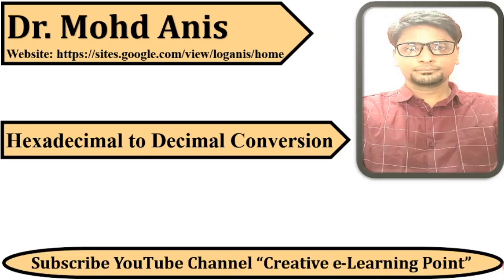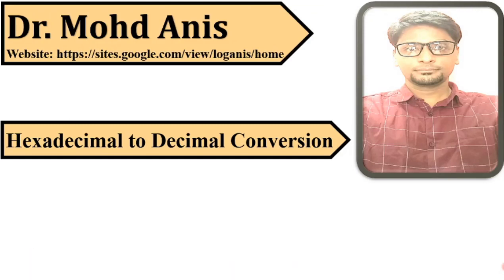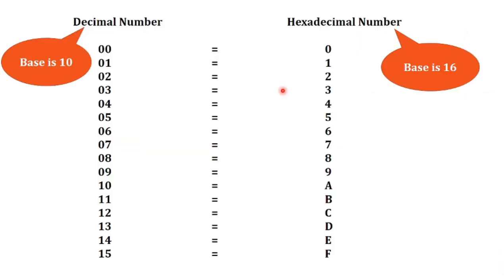Hello friends, today we are going to learn how to convert a hexadecimal number into a decimal number. Very firstly, we need to understand what the base is. In a decimal number system, there are 10 fundamental units. Hence, the base of the decimal number system is 10.